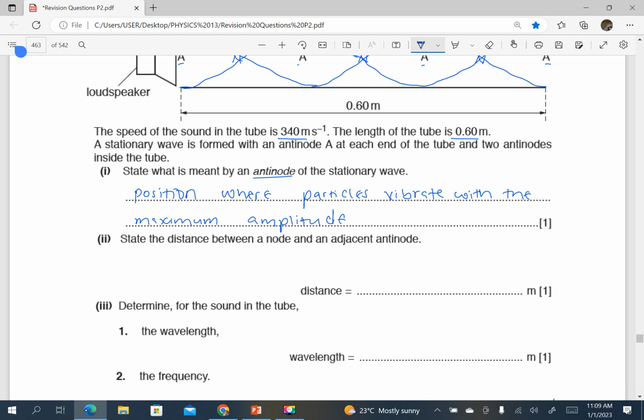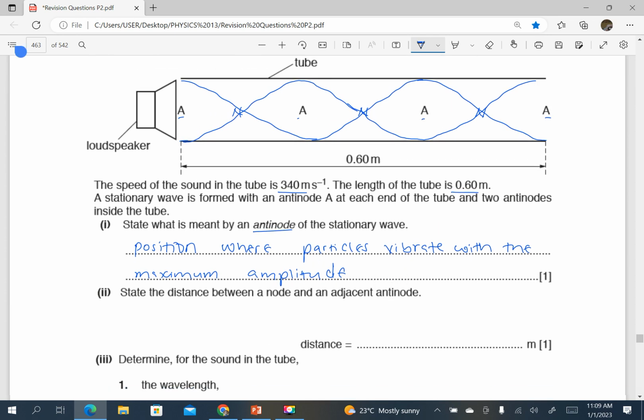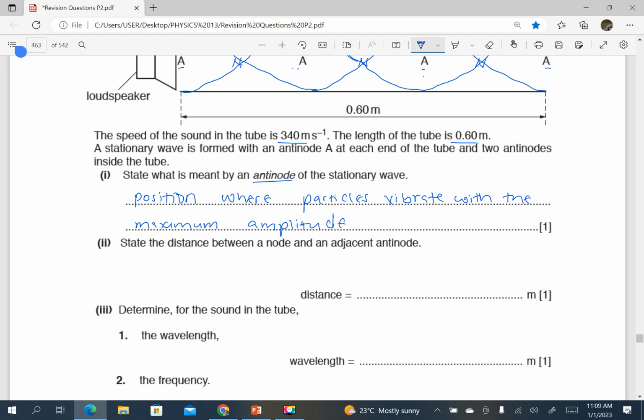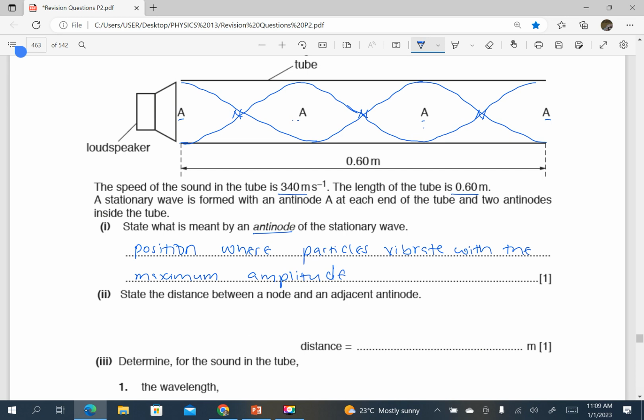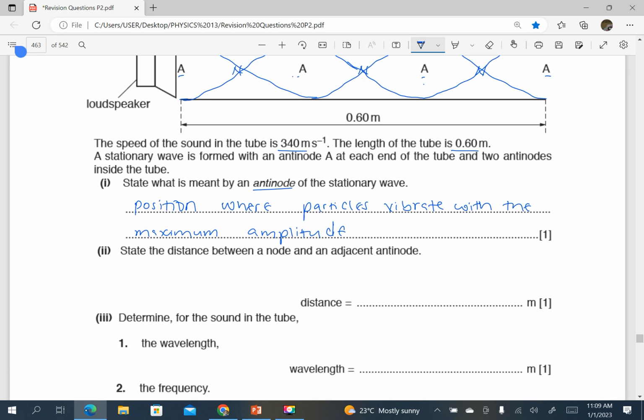Distance between a node and an adjacent antinode. I want you to notice that we have 1, 2, 3. So we have 3 times the distance between adjacent antinodes equal to 0.6, because the length between the first and the last antinode is 0.6. So 3 times the distance between an antinode and an antinode is equal to 0.6.